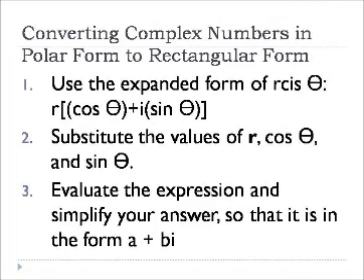To convert complex numbers in polar form to rectangular form, here are the steps. First, use the expanded form of r cis theta, r quantity cosine theta plus i sine theta. Next, substitute the values of r, cosine theta, and sine theta. And lastly, evaluate the expression and simplify your answer so that it is in the form a plus bi.